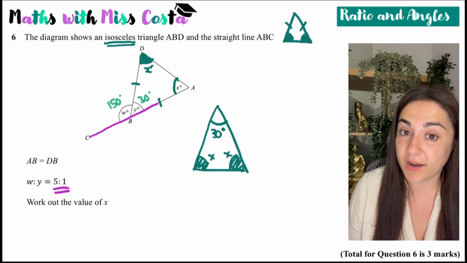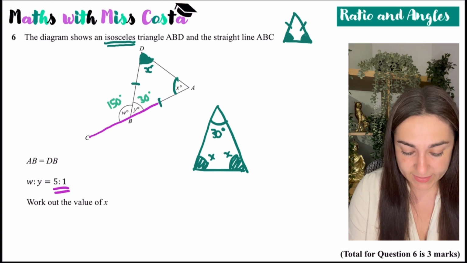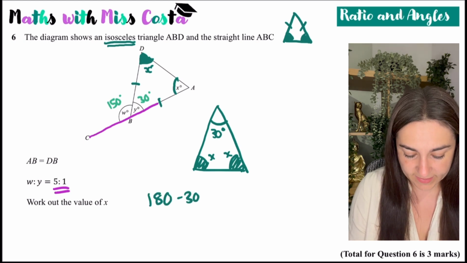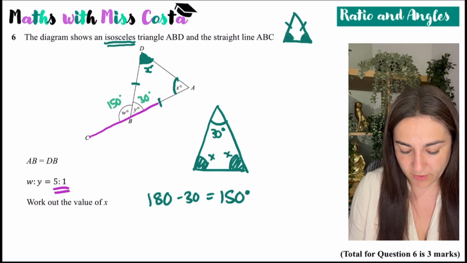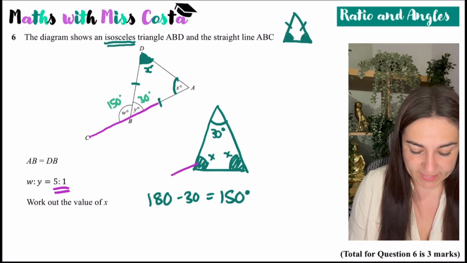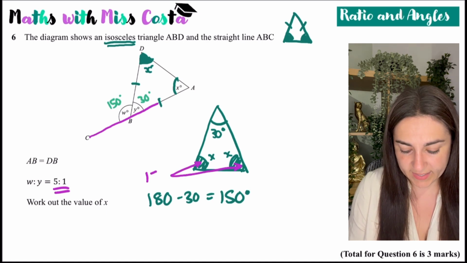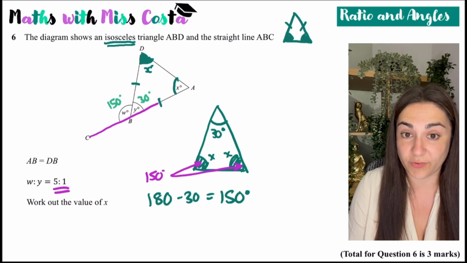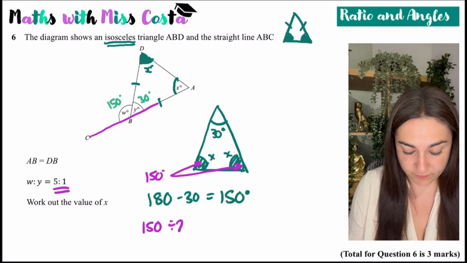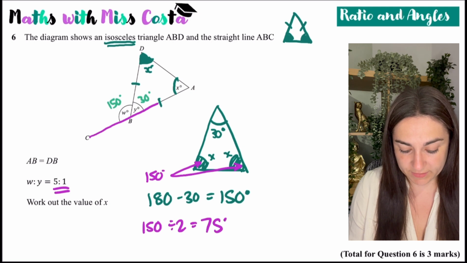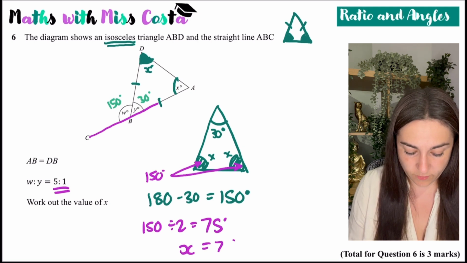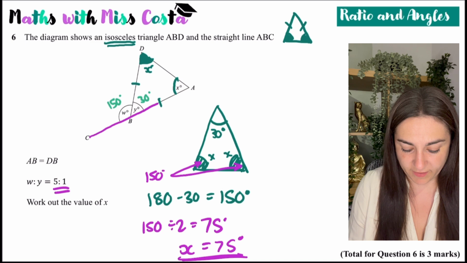So angles in a triangle sum to 180 degrees. So I would do 180, take away 30, which leaves me with 150 degrees. And that means that these two angles here need to add to 150 degrees and they're both equal. So if they're both equal, I can do 150 divided by 2, which is 75 degrees. And therefore, x must be 75 degrees.